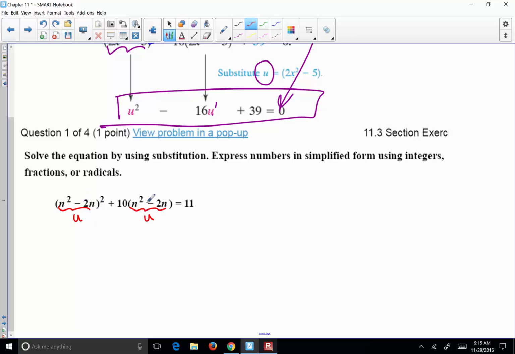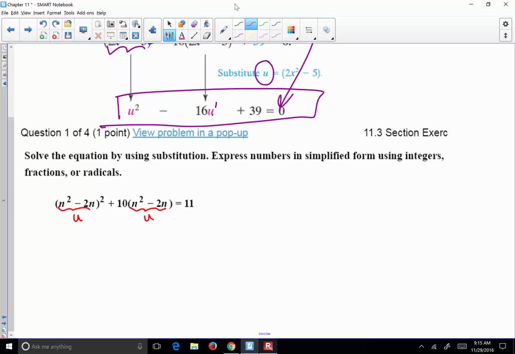Oh, by the way, these two things, to be able to call them the same letter, they must match. Is it n squared minus 2n on both sides? Yes. If this was plus 2n, you couldn't use this method. Quit it. You can't solve this equation. Go solve another one if this is a plus, because they are not the same. You can't call them the same thing. This is t, for example. It's not u anymore.